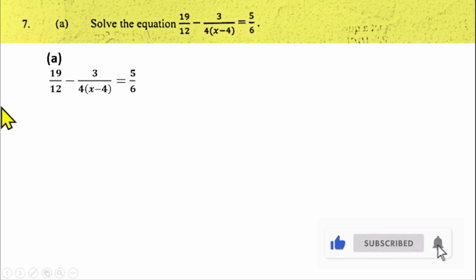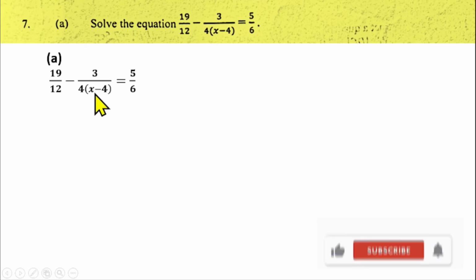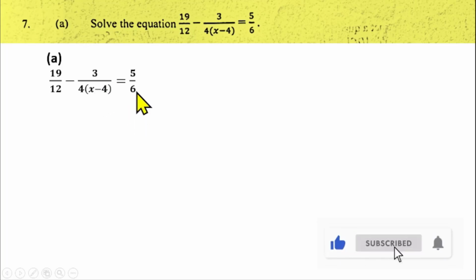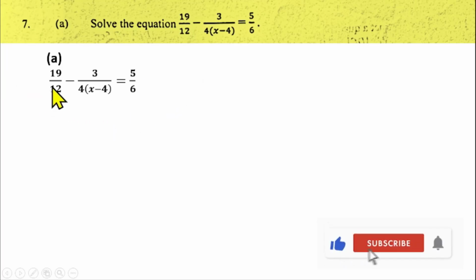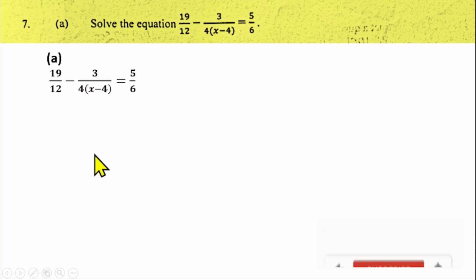The best way to go about it is to find the LCM of 12, 4 into s minus 4, and the 6. When you now get the LCM, you multiply through by the LCM. So if I should ask you what is the LCM of 12, 4 into s minus 4, then 6, let me give you 1 second to figure that out. The LCM will be 12 into s minus 4.